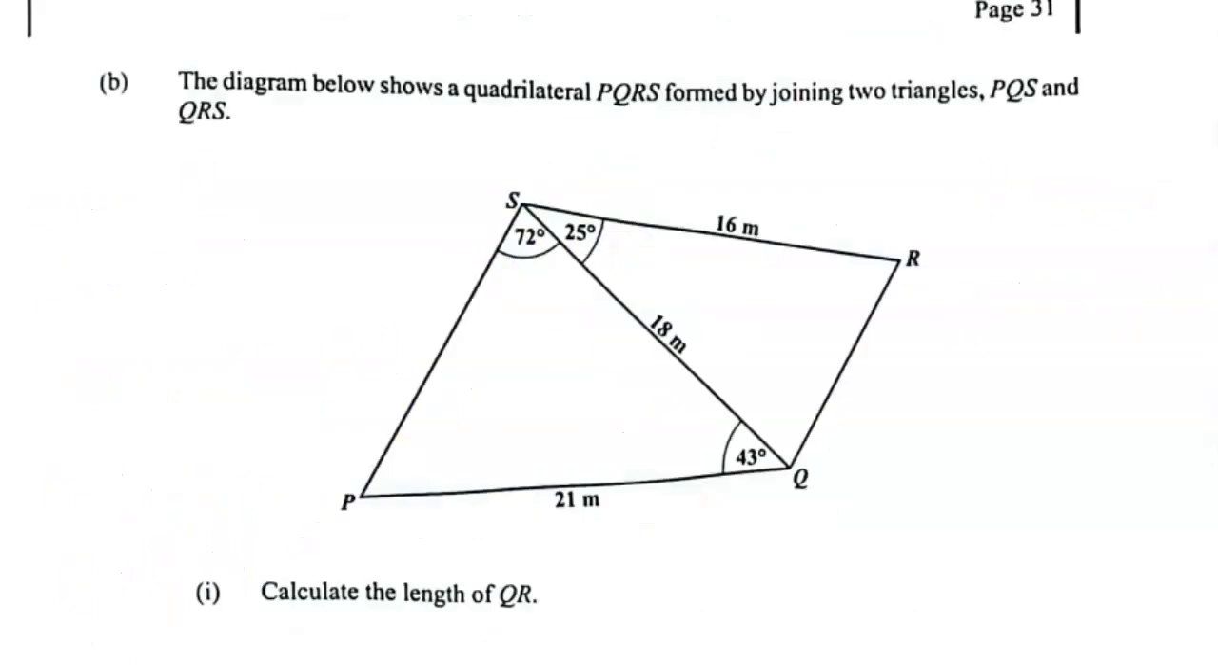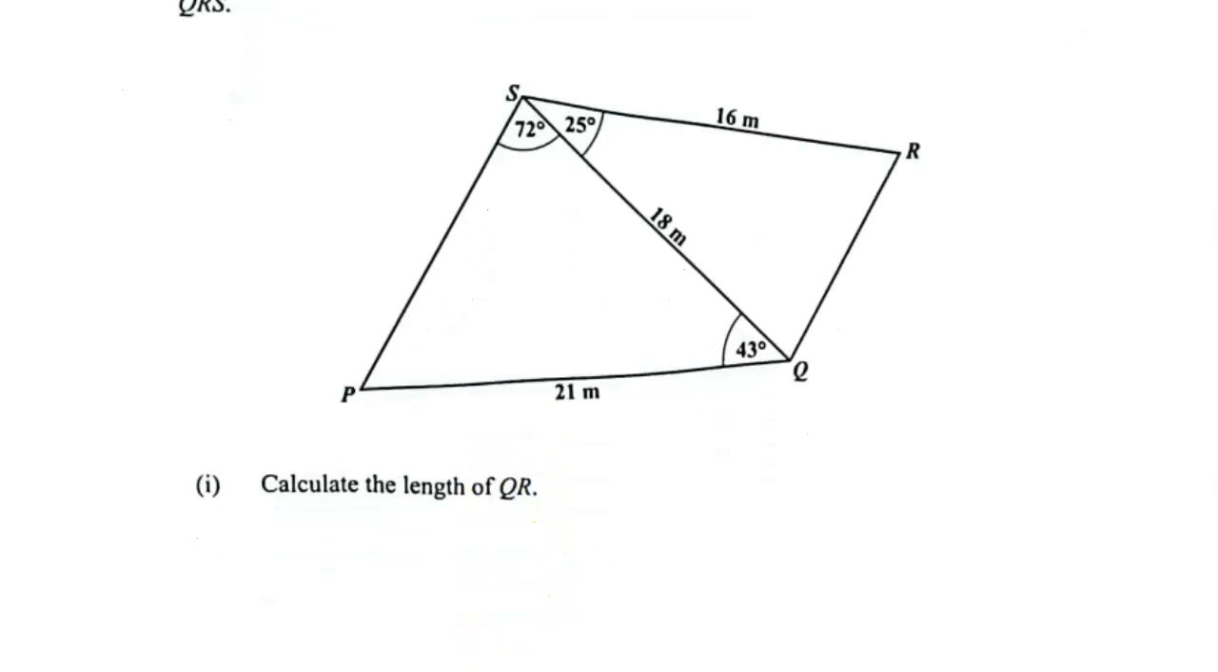The diagram below shows a quadrilateral PQRS formed by joining two triangles. Alright, we can see two triangles here. Calculate the length of QR. So QR, triangle here, we can use the cosine rule. So let's use the cosine rule.